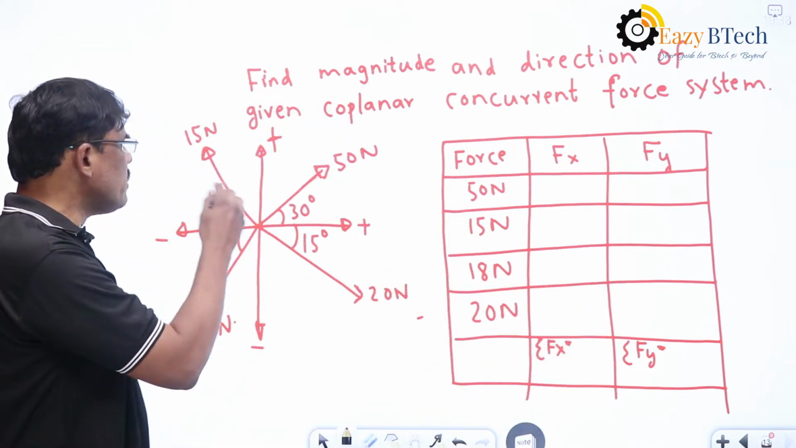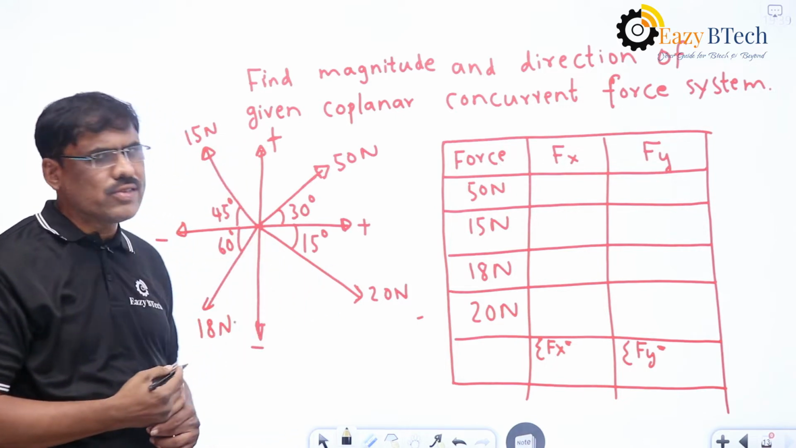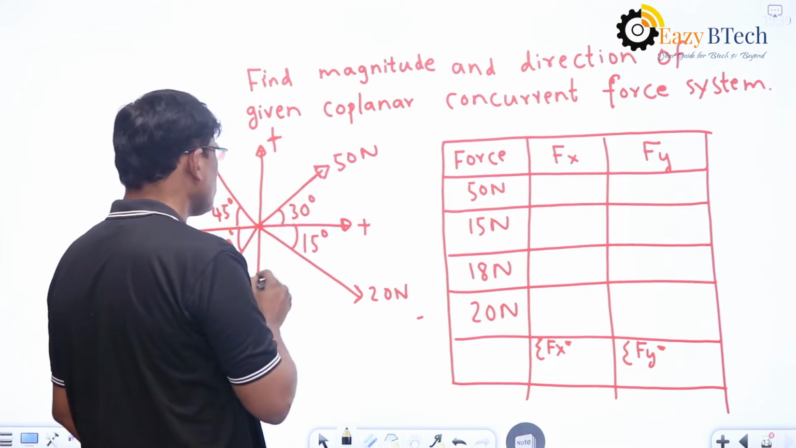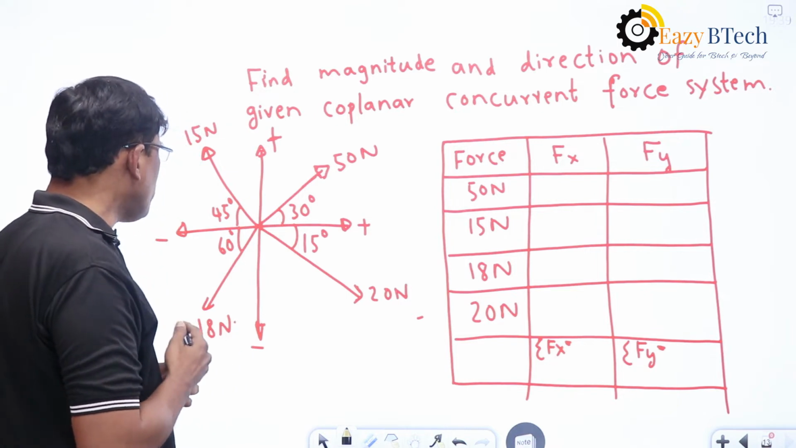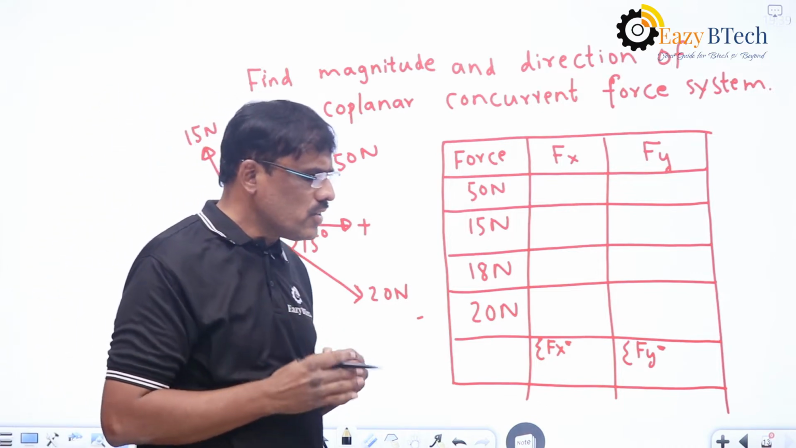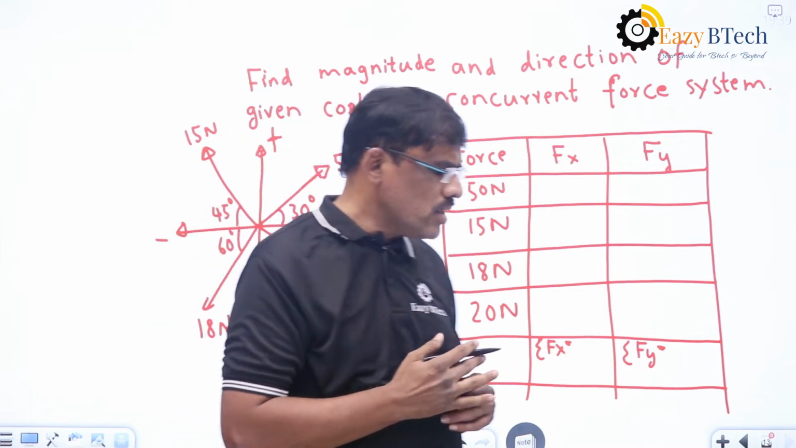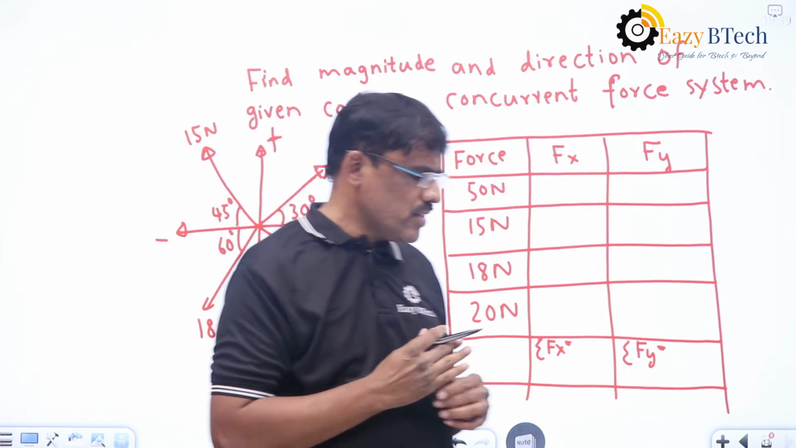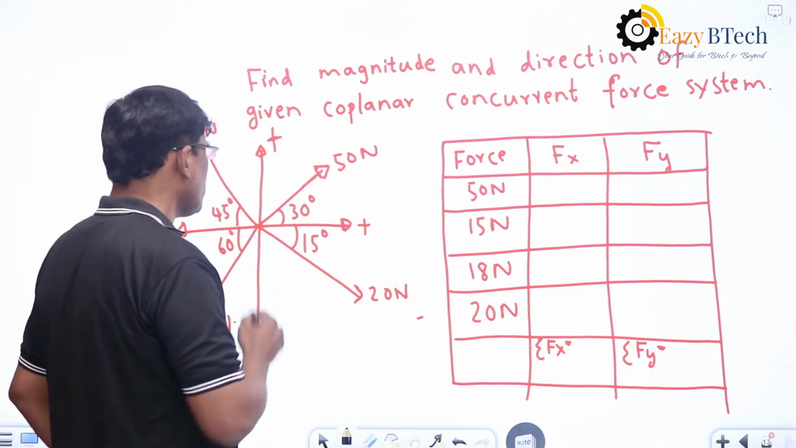In this particular case, four forces are given here: 50 newtons, 15 newtons, 18 newtons and 20 newtons. The 50 newtons is making an angle of 30 degrees with the x-axis, 15 newtons is making 45 degrees with the x-axis, 18 newtons is making 60 degrees with the x-axis, and 20 newtons is making 15 degrees with the x-axis. So all the forces here are making angles with the x-axis.